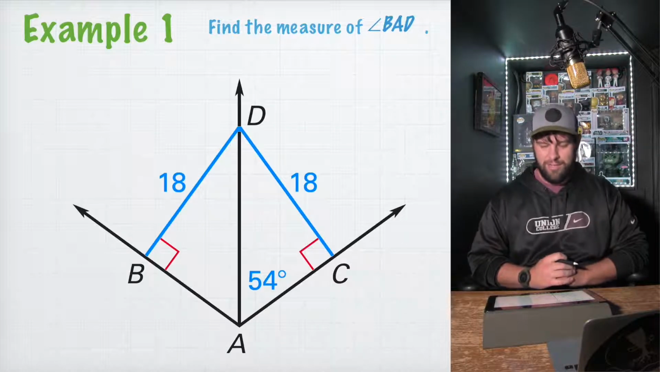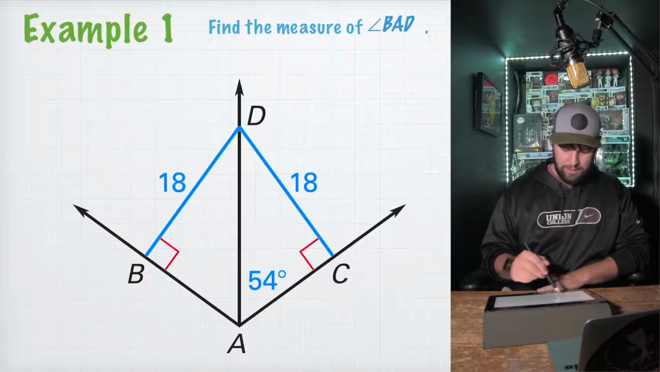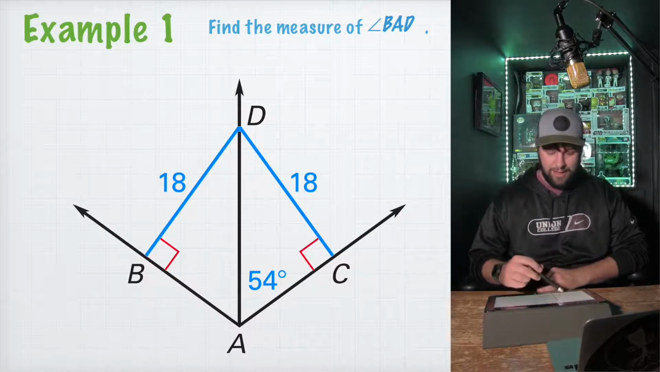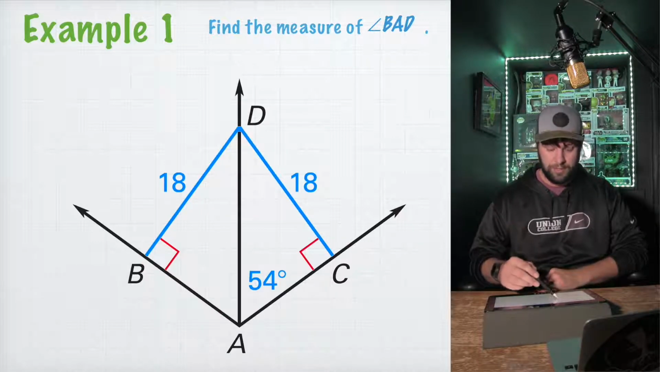Find the measure of angle BAD. They want us to find this angle measure. So what we have to look at is these two lines. They are congruent. They're equal to each other.